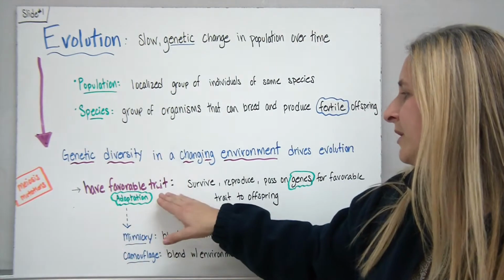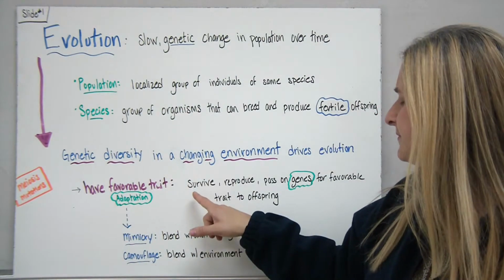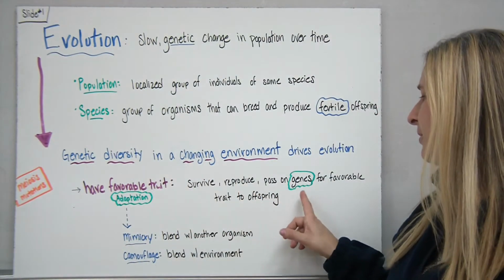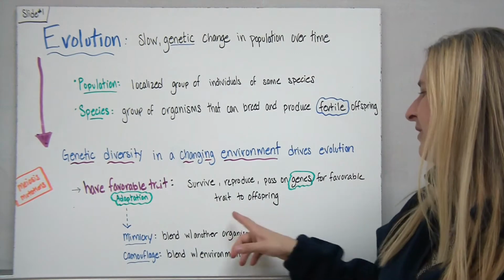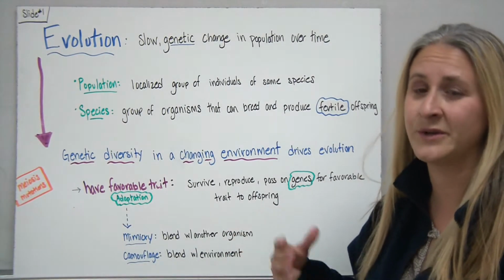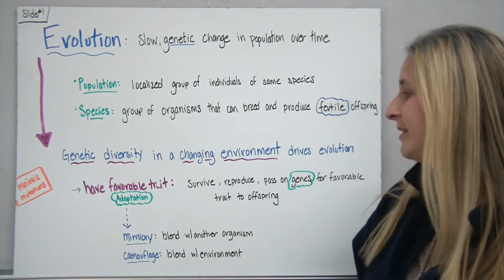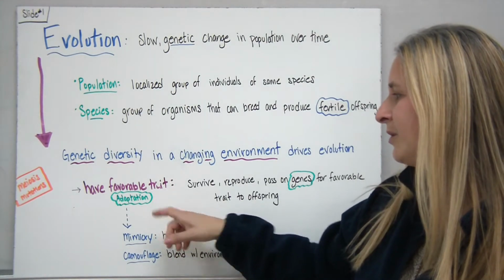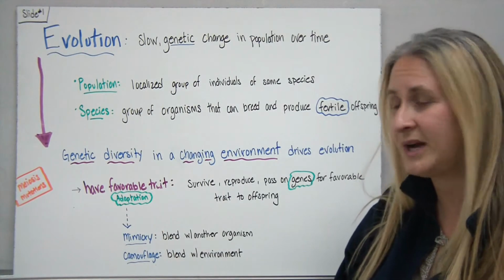So an organism that has a favorable trait is going to be able to survive, reproduce, and pass on genes for that favorable trait to their offspring. Now, it's not guaranteed, but they have at least the ability to do that. So over time, we'll have some form of adaptation occur, possibly.